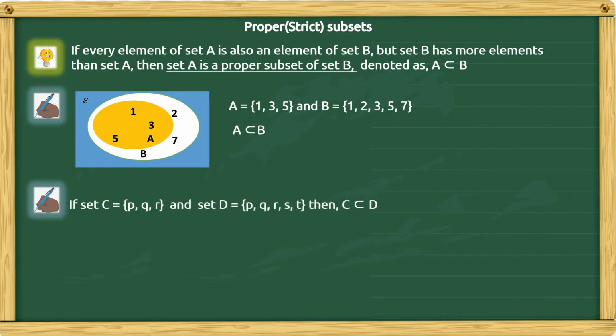Now let's apply an example. Set C is equal to the set containing elements P, Q, R, and set D is equal to the set containing elements P, Q, R, S, T. You may look at these two sets. All the elements of set C you may find inside set D. In set D you have S and T, two more elements. So we say set C is a proper subset of set D.